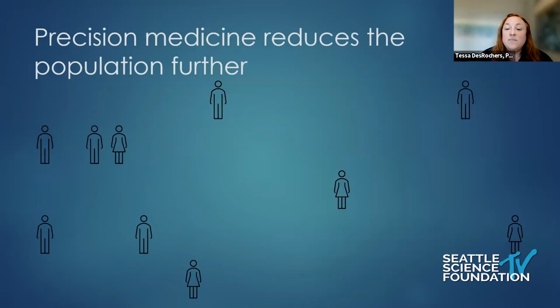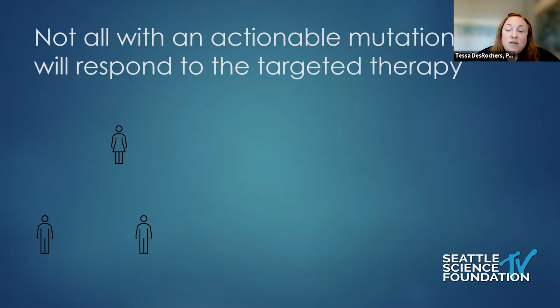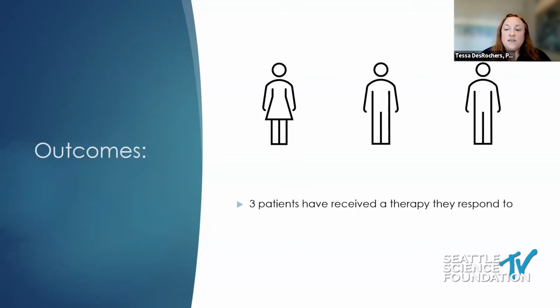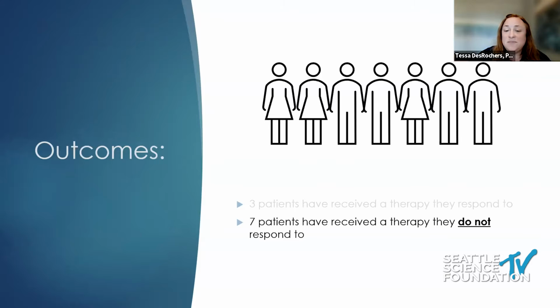So if we move back to our hypothetical population of patients, if we can identify those that have one mutation, in this case a population of 10 patients who all have the same mutation, we can treat them with the targeted therapy. But in this case, which is not unknown or unseen, only about 3 of the patients actually respond to the therapy. So you've got 7 patients that are getting a targeted therapy that you had no way of knowing beforehand they weren't going to respond to. So what are the outcomes here? 3 patients have received a therapy they respond to. 7 patients have received a therapy they do not respond to.